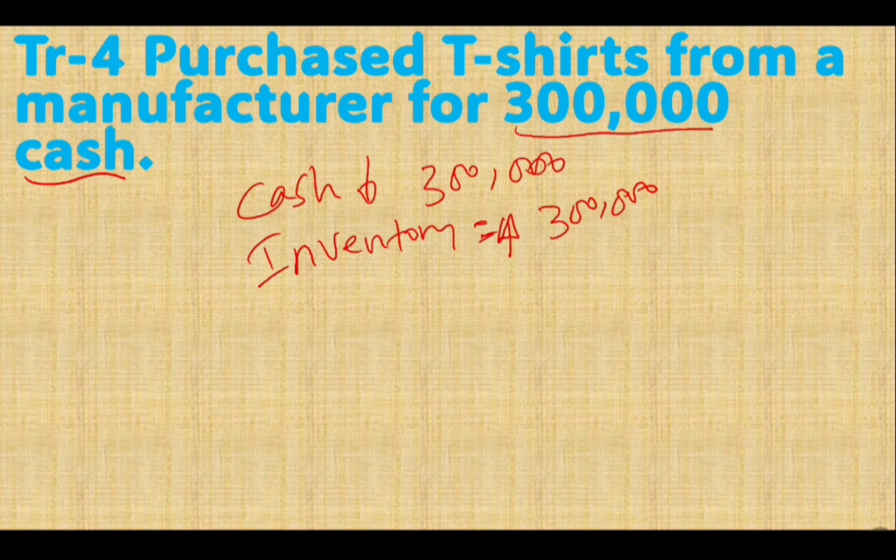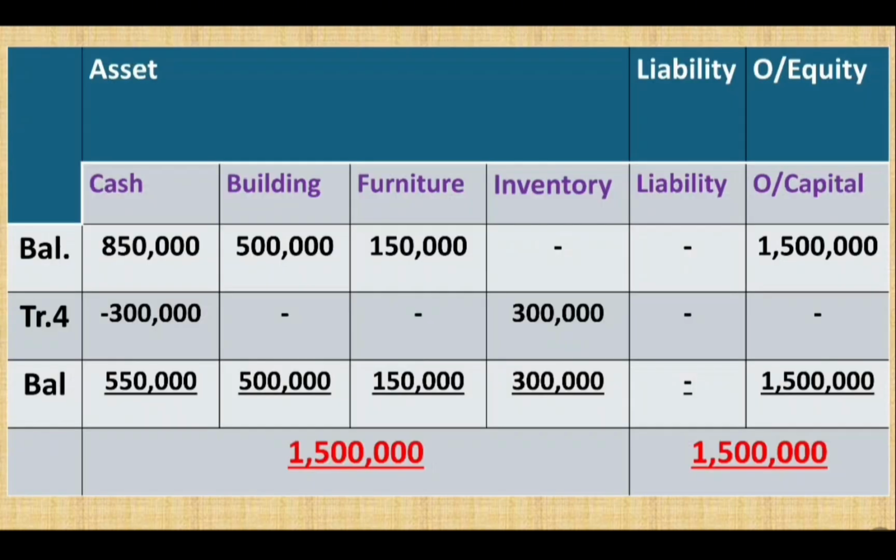So the cash decreased by 300,000 and the inventory is increased by 300,000. Therefore there is no change in the total asset of the company. The only thing changed is the type of asset, from cash to inventory. So this is transaction 4.